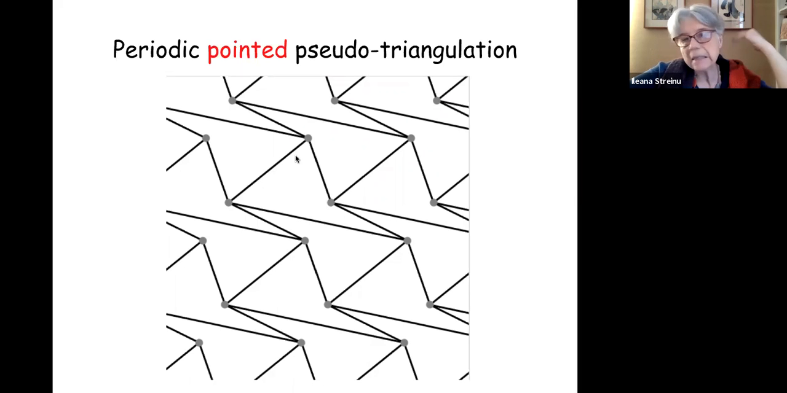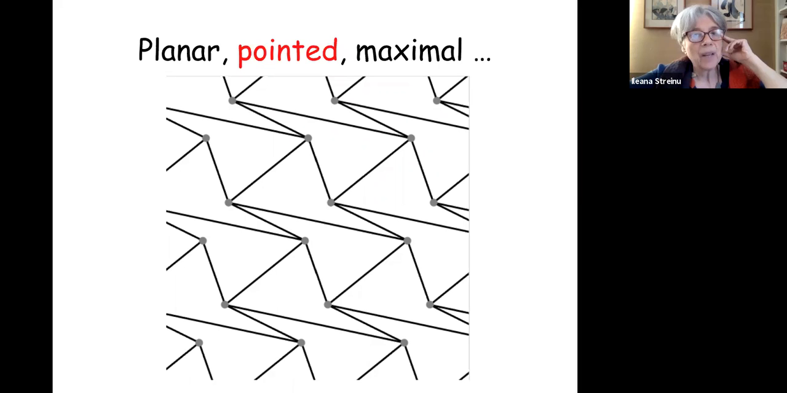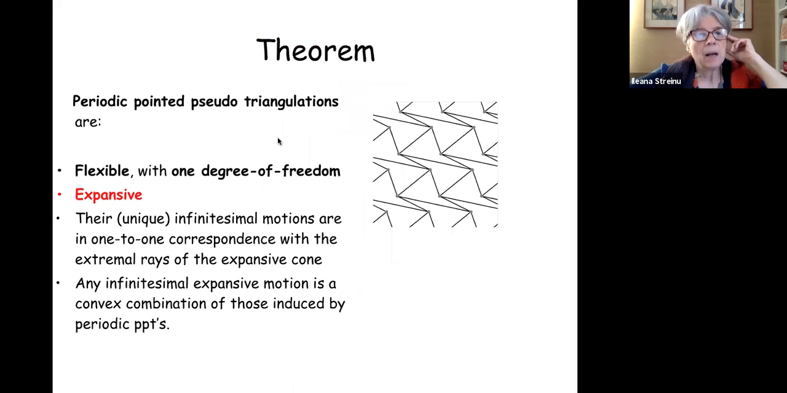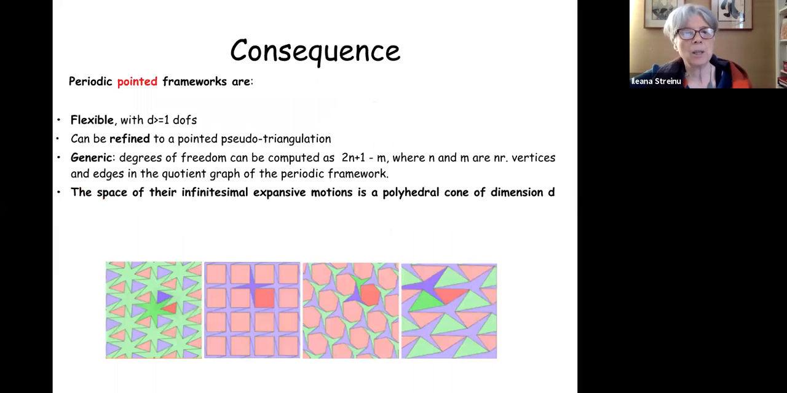So it's easy to construct essentially randomly. And so planar, pointed, and maximal. So this is the underlying theorem: periodic pointed pseudo-triangulations are flexible, always with 1 degree of freedom. The motion in one direction is expansive, in the other is contractive. And their unique infinitesimal motions are in one-to-one correspondence with the extremal rays of the expansive cone. And any other infinitesimal expansive motion is a convex combination of those induced by the periodic pseudo-triangulation. So it's a convex combination inside the polyhedral cone, the four-dimensional one.